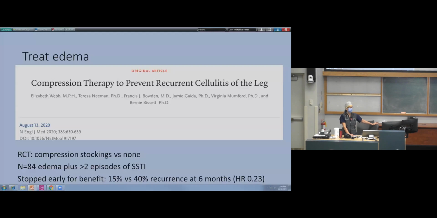In the group that had the compression stockings, 15% had recurrence at 6 months. And in the group that didn't have the compression stockings, 40% had recurrence at 6 months. So this is an easy intervention.